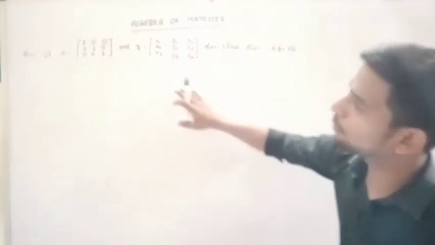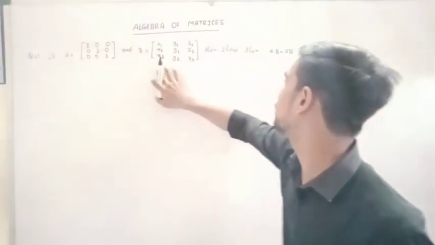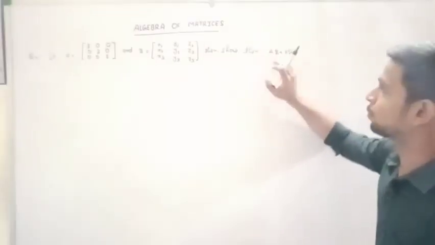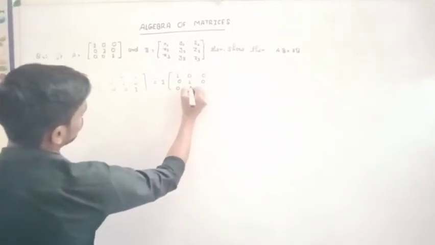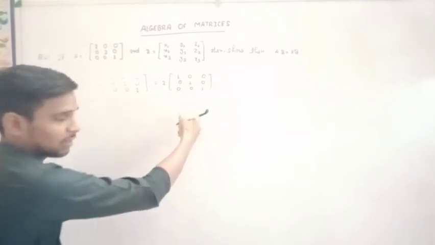In this numerical we have given the value of A and B, and we have to show that A dot B will be equal to 2B. Here we can see that A is given as 2 0 0, 0 2 0, 0 0 2. If we take common 2 here, then we get 1 0 0, 0 1 0, 0 0 1, and it is an identity matrix, so it will be equal to 2I.